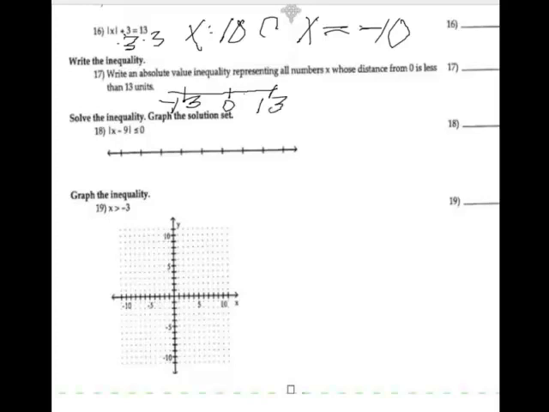Now it's not equal to, so we're just going to talk about the absolute value of x. It's less than 13. So minus 13 and 13 are not included. Right?